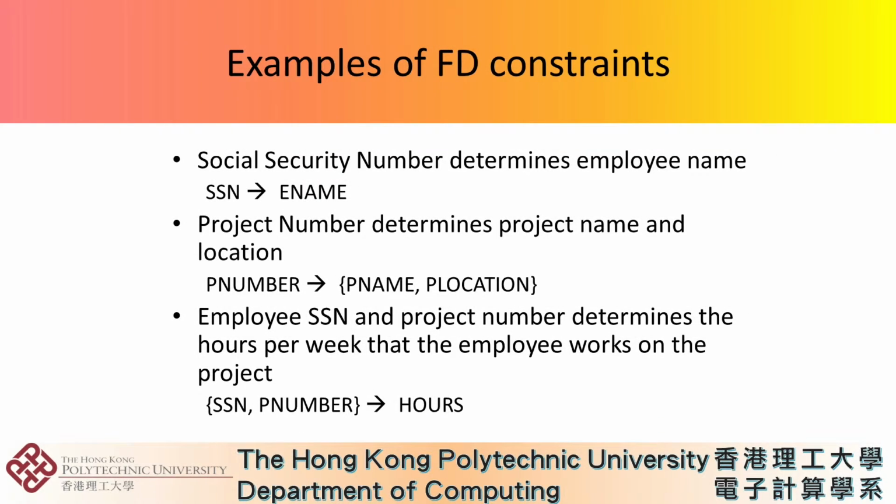There are some examples of functional dependency constraints. Social Security number determines employee name. Project number determines project name and location. Employee Social Security number and project number determines the hours per week that the employee works on the project.